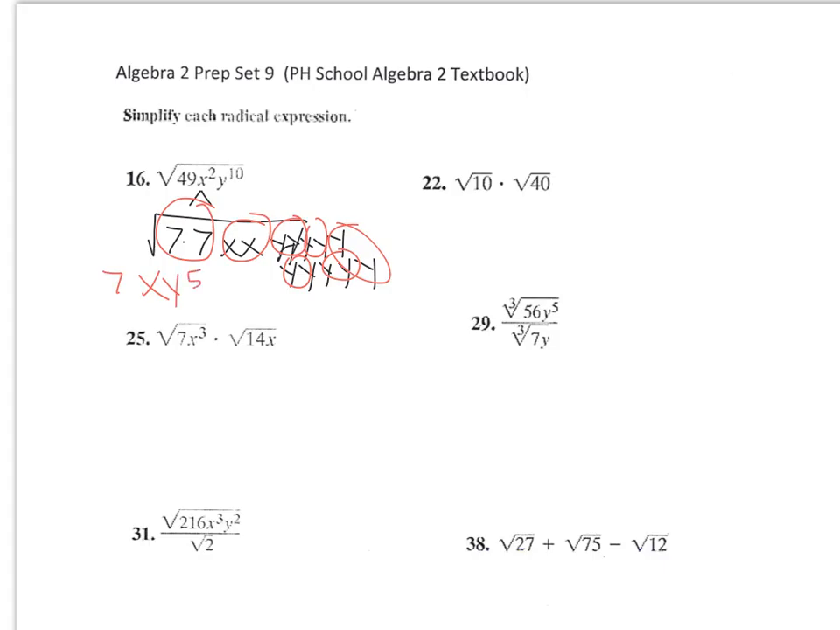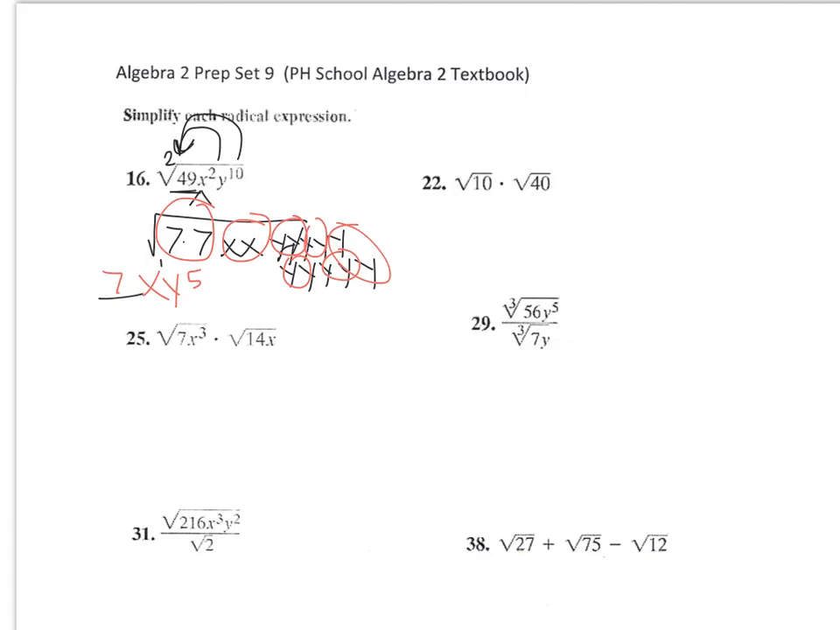Or what you can do is take the highest perfect square that goes into 49, which is 7. And then, since this is a square root, you can divide 2 by 2 and get 1, and 10 by 2 and get 5. You can do it that way.